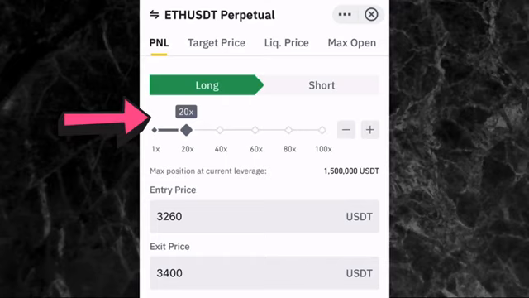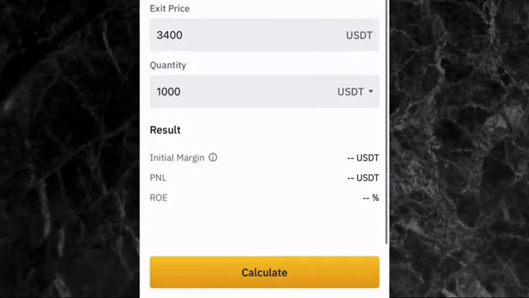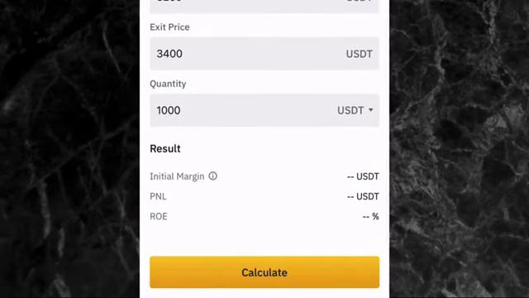So let's, for example, for this I'm using 20x leverage and then I'm going in with $1,000. So it means that once I tap on calculate at the bottom side of the screen, it's going to show me the amount of money I need and then the profit I'm going to be making. So let me just tap on calculate.